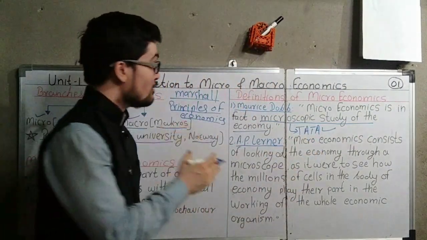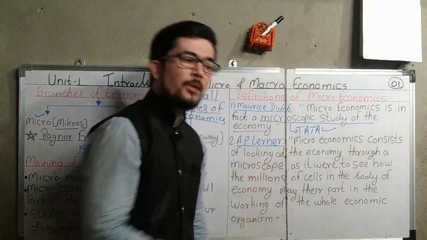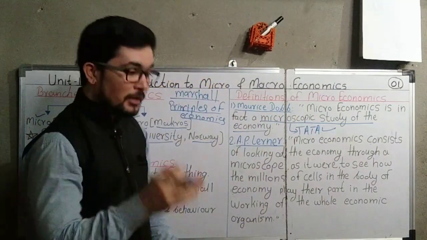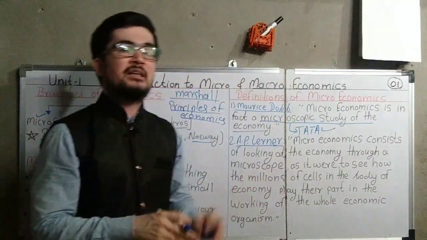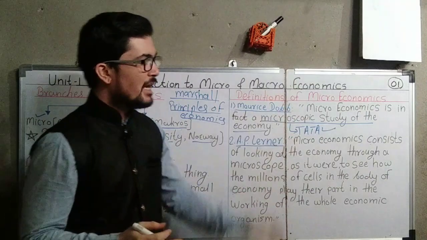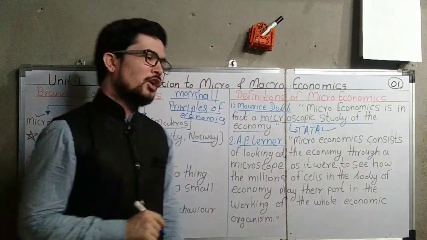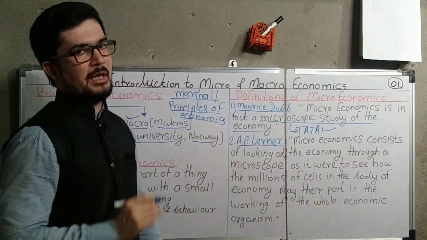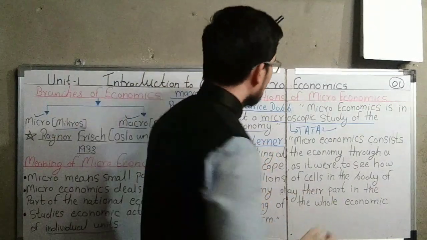Okay, what is it known as? Microscopic study of the economy. We look at the economy through a microscope and discuss the individual things in detail. That is why it is known as microscopic study of the economy. Then there is another person who has given a definition, A.P. Lerner. This definition is somewhat big, we will discuss it in parts here.